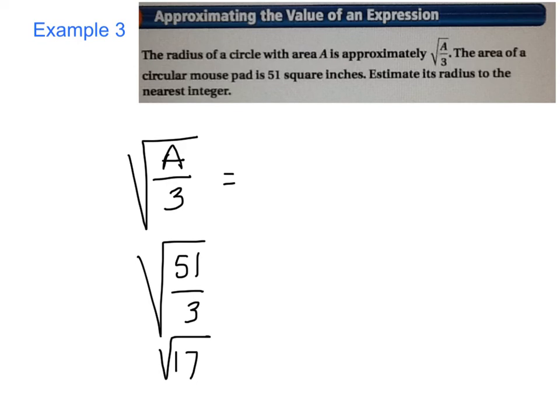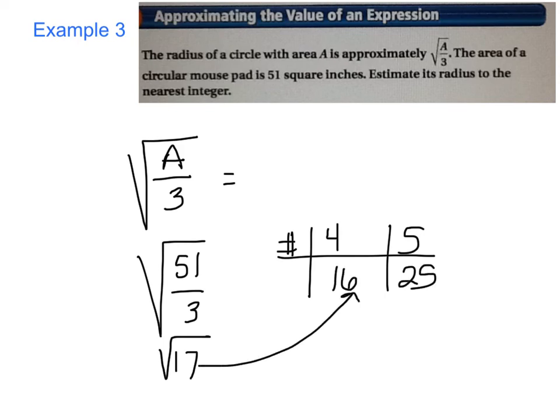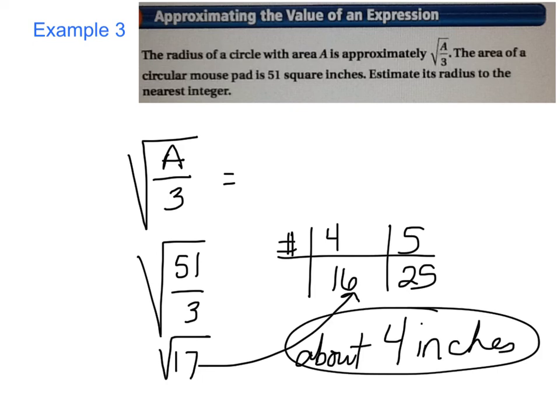We want to estimate its radius to the nearest integer. So the square root of 17, you can use a calculator, but if you did, for example, the numbers 4 and 5, 4 squared is 16, 5 squared is 25. Well, 17 is closer to 16, therefore the radius is going to be about 4 inches. So if you estimated to the nearest integer, it would be about 4 inches.